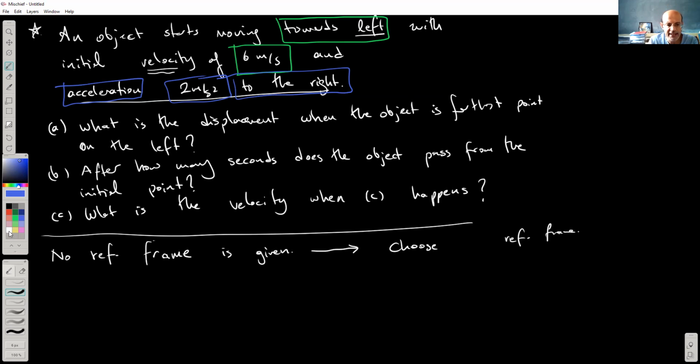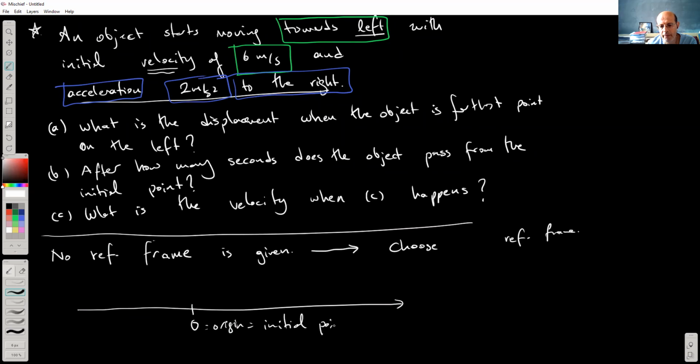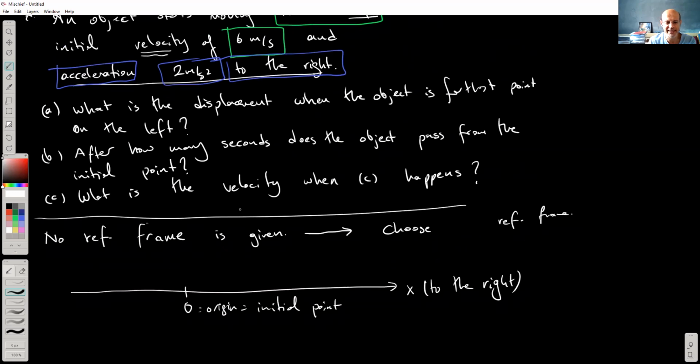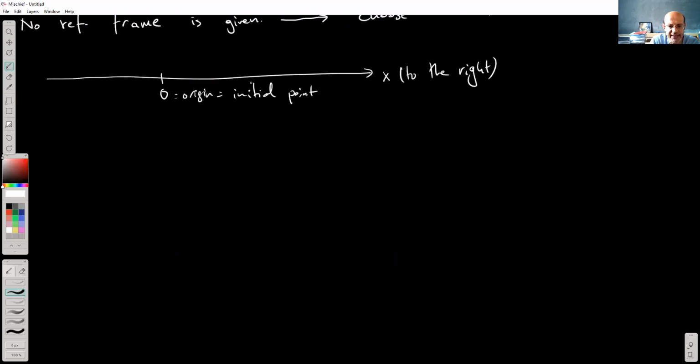Okay, so in any case, the first thing in here is to choose a reference frame. That's what I'm going to do. I'm going to choose the origin at the initial point, and the x-axis pointing to the right. So that's the positive x-axis. Sorry about that, I don't have space in here. So let me start with this: the initial position is equal to 0.